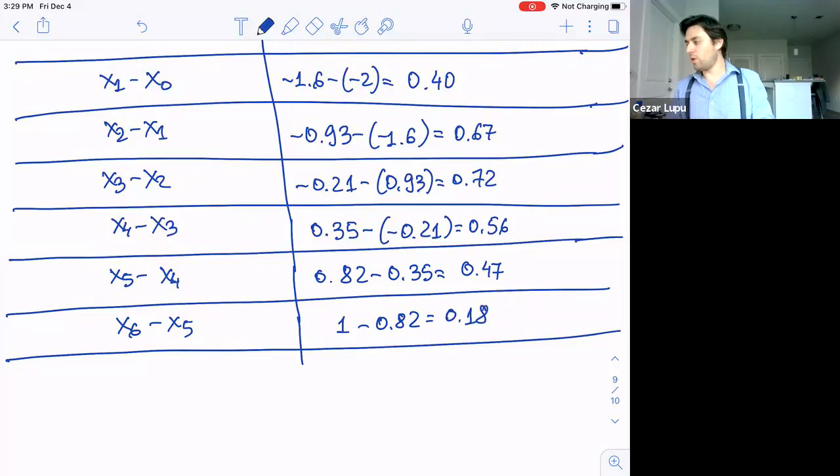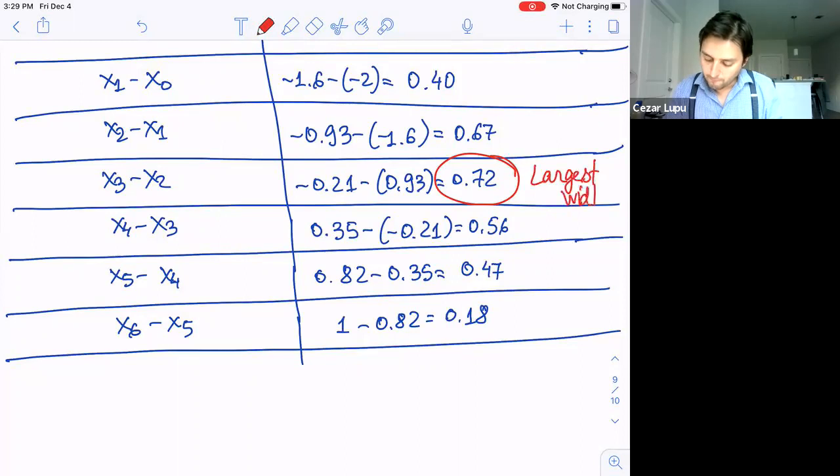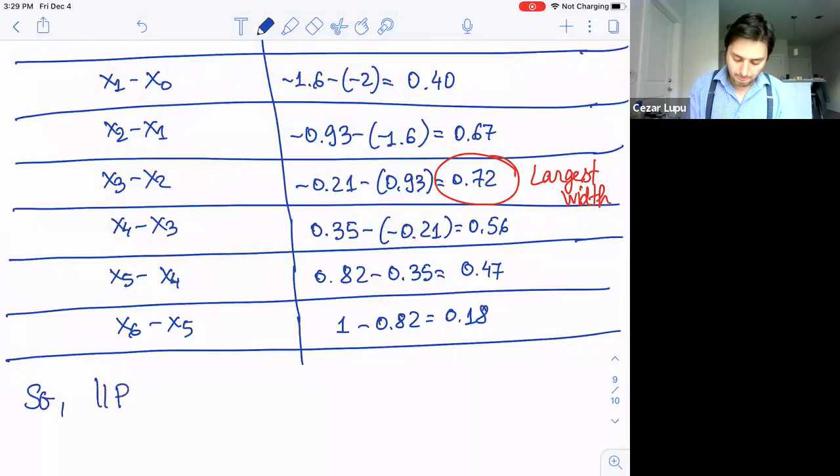And now we're going to look at which one is the largest. We can identify the largest as this one here. So this is the largest, so we call this the largest width. That would be the norm of the partition. So the norm of the partition is nothing else than just 0.72. All right, that's the first thing.